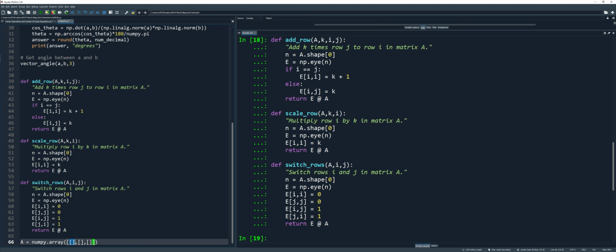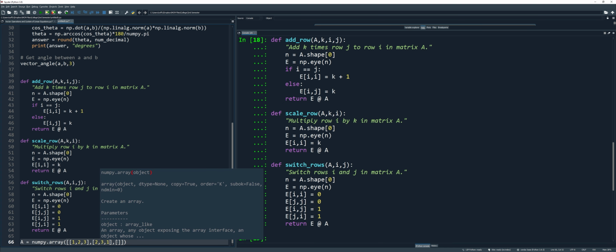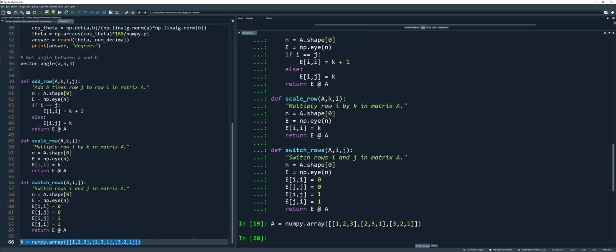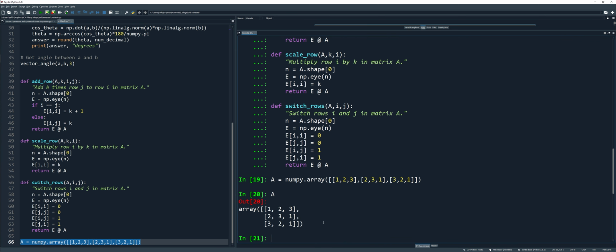So as we go through our iterations later, this is row 0, this is row 1, and this is row 2. And suppose our matrix contains the following components: 1, 2, 3 for the first row, 2, 3, 1 for the second row, and 3, 2, 1 for the third row. So let's try to run this one and see our matrix. So we have here our matrix. It's a 3 by 3 matrix. This is row 0, row 1, and row 2.